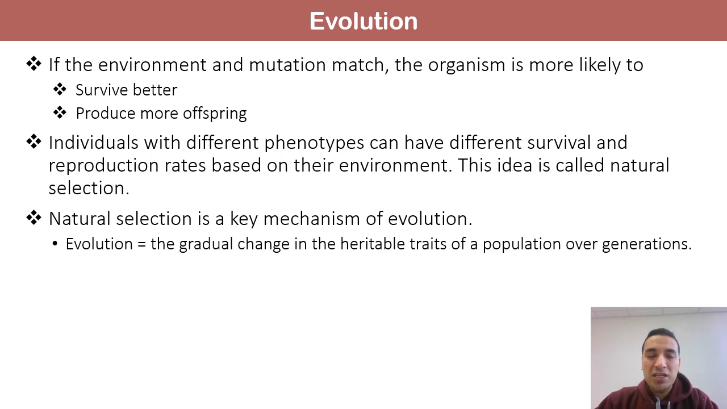So natural selection, going back to it, is the key mechanism of evolution. Evolution, again, is the gradual change in heritable traits of a population over generations. Gradual being the key term.